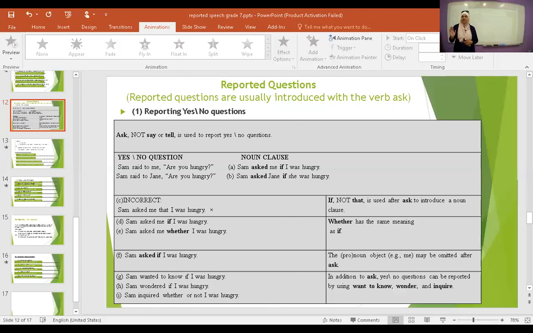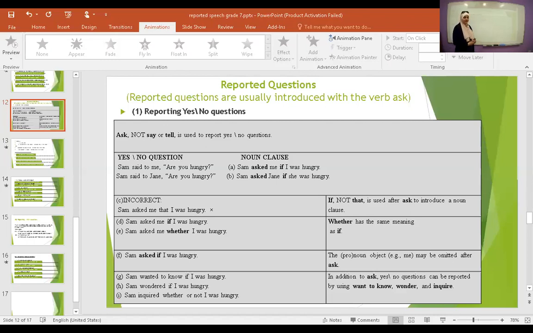Can you hear me? Yes. Reporting questions. The technique used here is the same as with reported speech. We go one step back to the past, we change the pronouns, but here we don't add that. That is not added, we add something different.